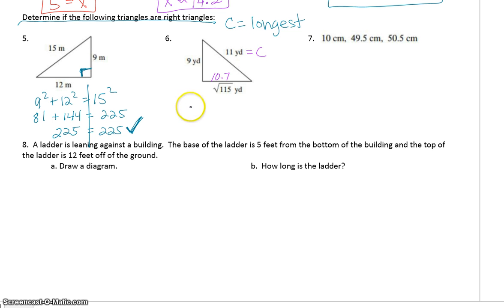When I plug in, I'm going to say 9 squared plus the square root of 115 squared equals 11 squared. 9 squared is 81 plus square root of 115 squared, remember those cancel, you just get 115, equals 121. We are testing to see if the left-hand side matches the right-hand side. We get 196 equals 121. That is not true, so this is not a right triangle.